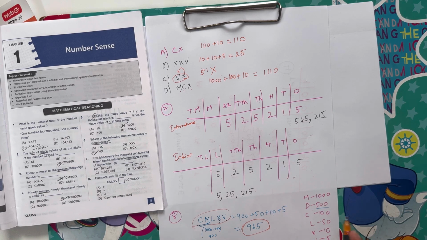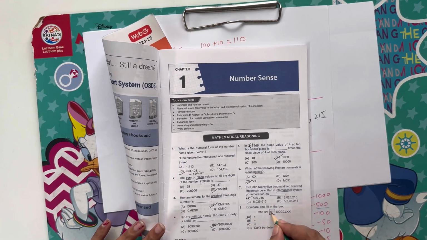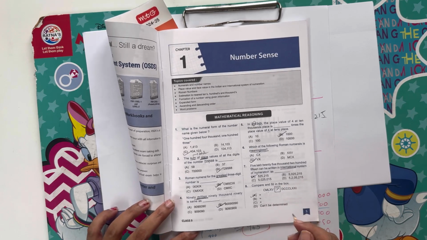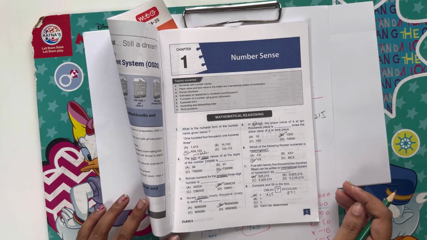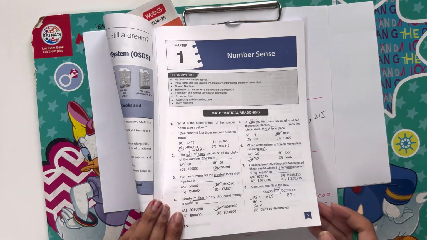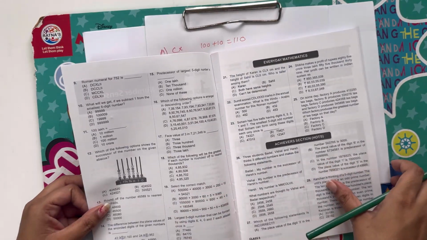So which one is greater? Definitely CMLXV is greater than DCCCLXXI. So option A is the right answer for this. This is greater because this number is around 965 and this number is around 871. Next, let's move on to the next page.